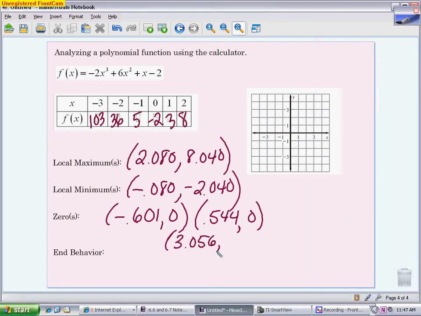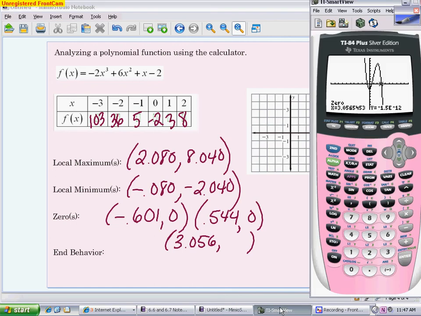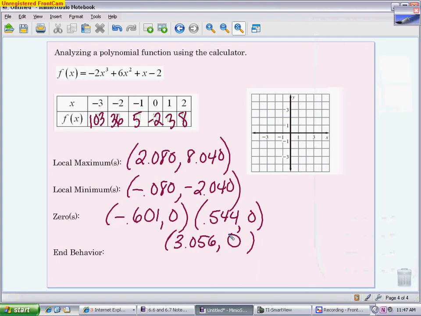But notice what they wrote for the y coordinate. They didn't write 0. They wrote negative 1.5 e to the negative 12th. That's scientific notation. The calculator will do that sometimes. That is 0, but they're writing it as if you think about moving the decimal place over 12 places, as if it's like 0.0000000, and then the 1.5, and so on. That is 0. Do not write negative 1.5 times 10 to the negative 12th. Don't write negative 1.5. It is just 0. And you can see visually that it's on the axis, that it has a y value of 0.